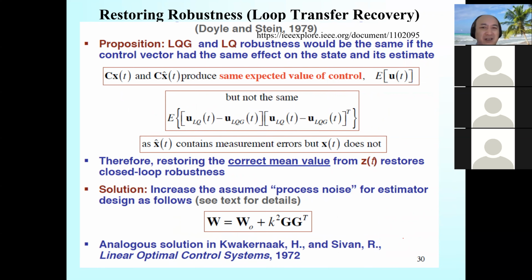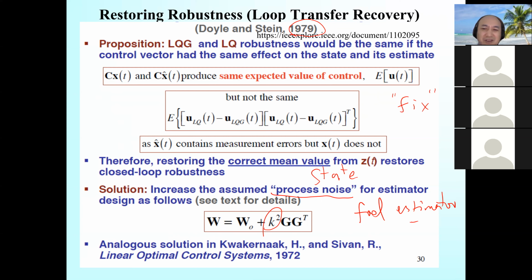In 1979, the next year, they suggested a fix. So in other words, you artificially increase the process noise, the state noise, by this amount to fool the estimator, or the Kalman filter. So by increasing this one, you will gain better robustness.